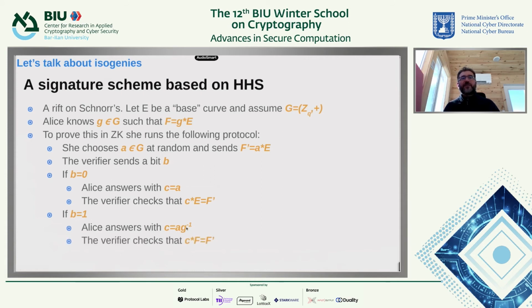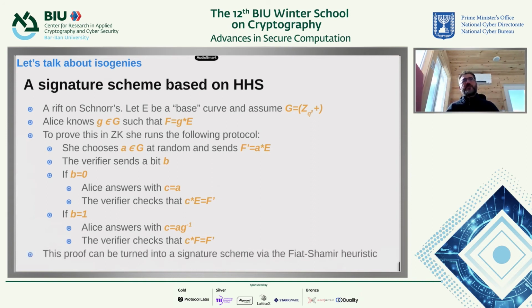And the verifier checks that if you take F and you apply C, then you get F prime, because the G cancels and you're left with A. This is exactly Schnorr with binary challenges adapted to the quote-unquote discrete log problem in isogenies.